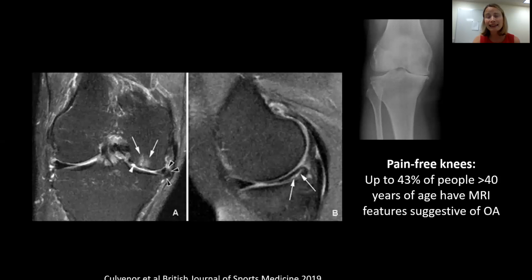And if we look to the literature, we see that actually the experience that I had is largely supported. So if we look at completely pain-free individuals that get put into a scanner and have an MRI undertaken on their knee, we find that up to 43% of people over the age of 40 actually have MRI features that are suggestive of osteoarthritis, even though they have absolutely no osteoarthritic pain. And we see similar things in back pain.